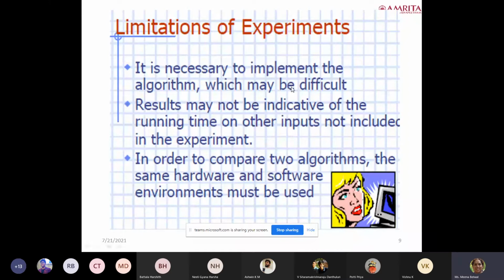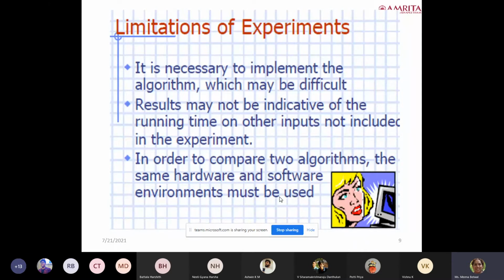We are talking about why we do not convert every algorithm into a program. First of all, it is not possible. It is possible, but it is very, very difficult. It's a time-consuming process to convert every algorithm into a program.